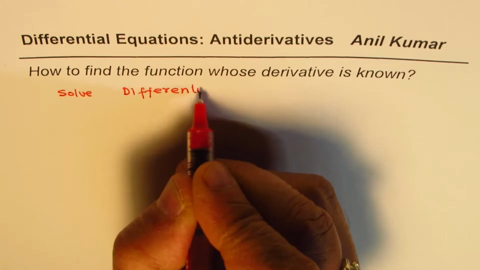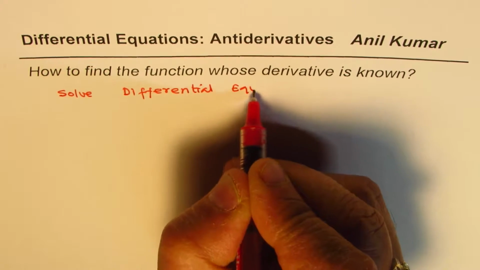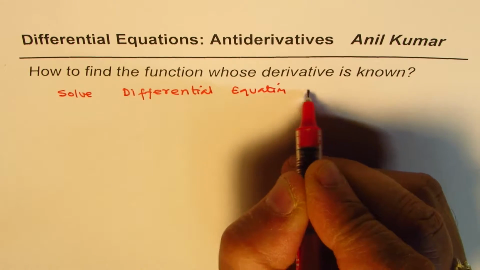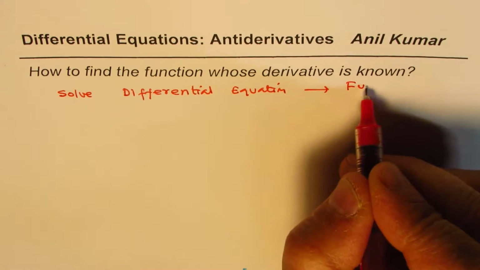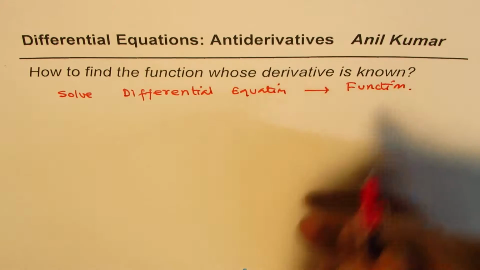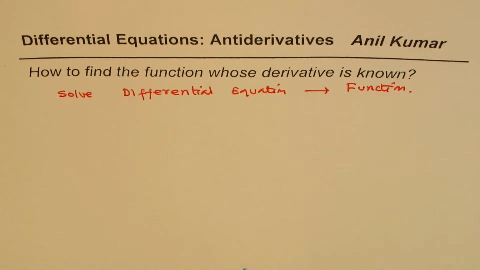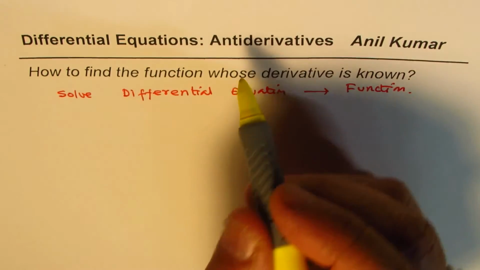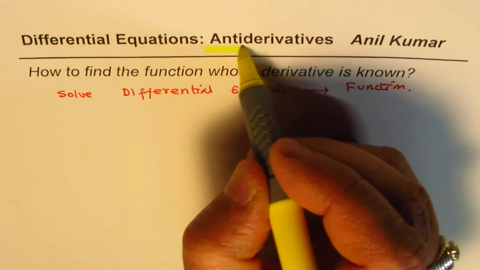When we say solve differential equation, what do you expect as your solution? It really means we are looking for the function, right? This is the main thing which you should understand. Whenever we say solve a differential equation, we are looking for the function whose derivative is known to us. So we are doing the reverse thing, and this reverse thing gives you an idea of antiderivative, right? So that's the concept. So I hope you understand why we have taken up this video. It is to solve differential equation using antiderivatives.